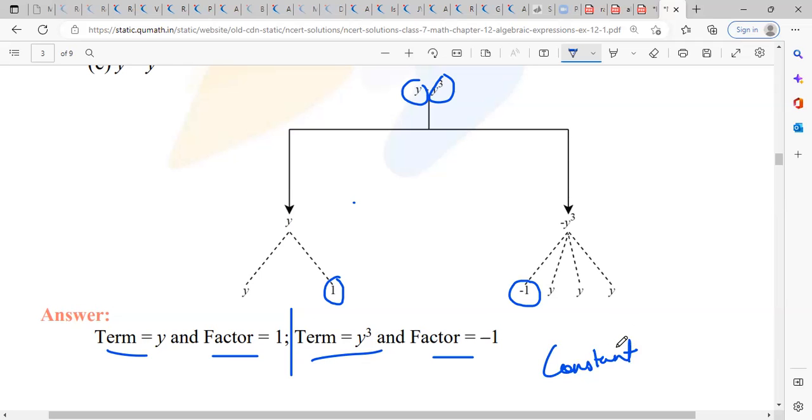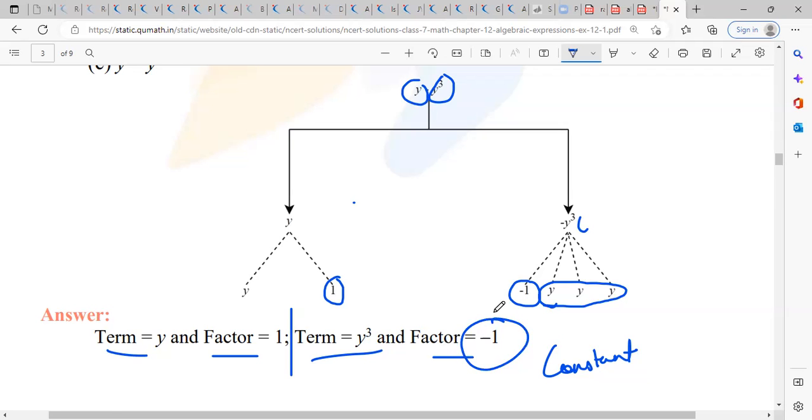Clear? Okay, ma'am. With whom you are multiplying. Over here you have y cube. These are basically your factors, right? Yes, but ma'am, with whom are you multiplying this? The number is -1. So that is your factor.